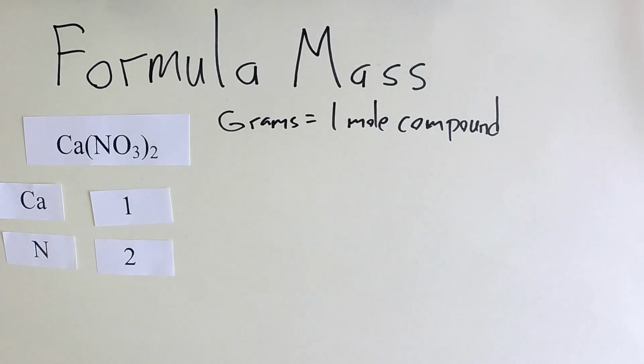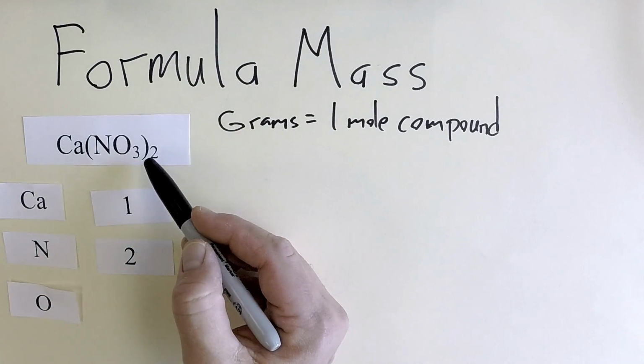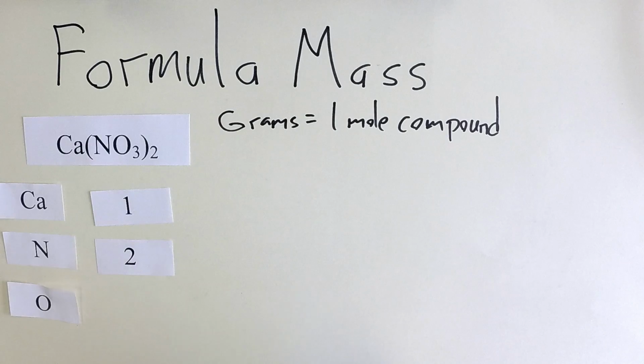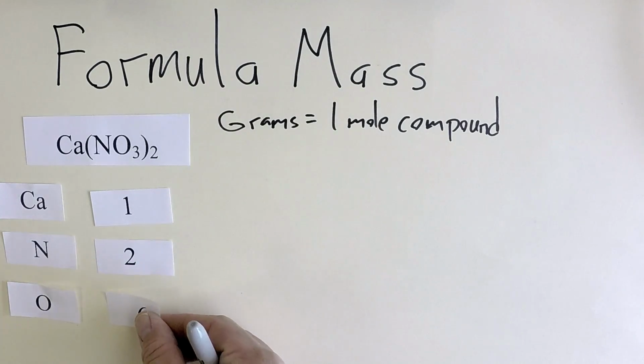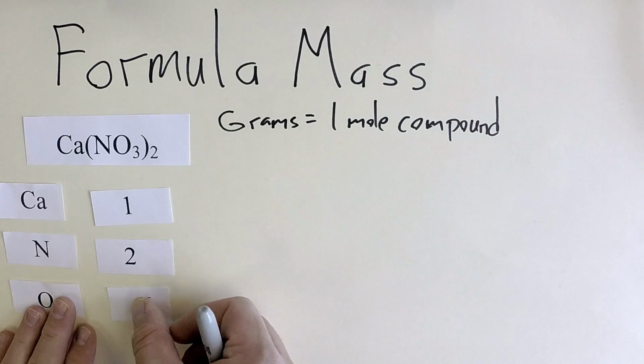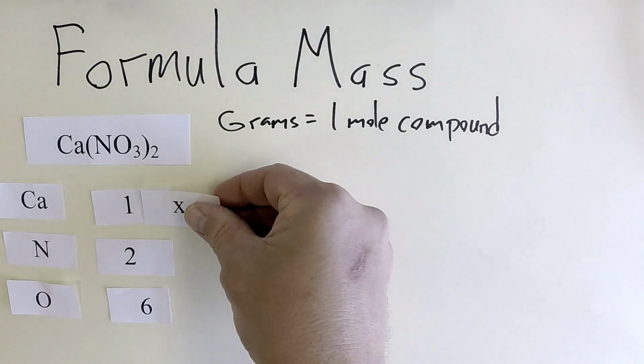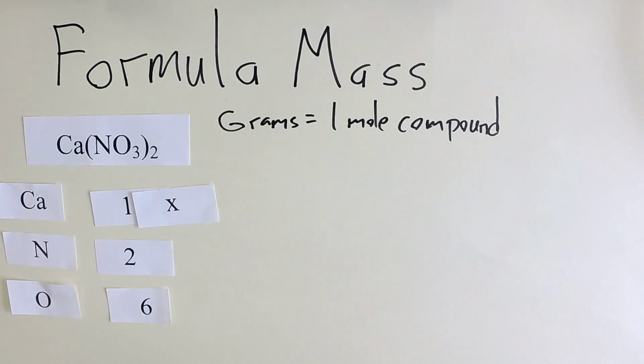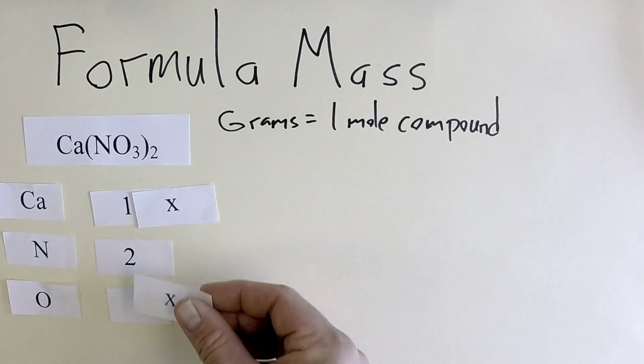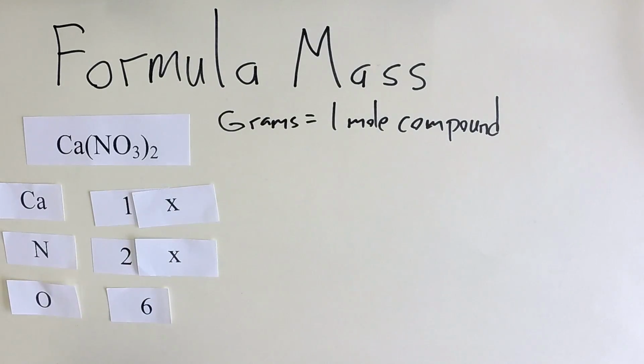For the oxygen, 2 times 3, and that gives us 6 atoms of oxygen. So we have 1 calcium atom, 2 nitrogen atoms, and 6 oxygen atoms. Now the next step then is to multiply the number of atoms of each element by the element's average atomic mass from the periodic table.